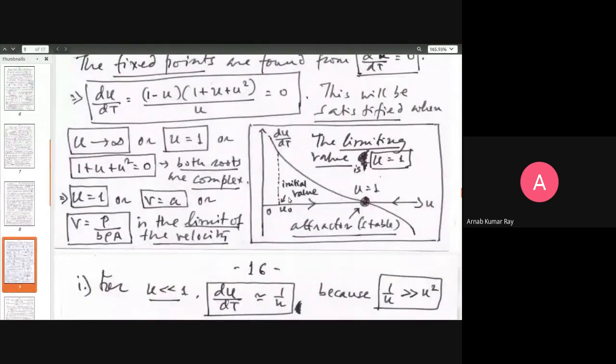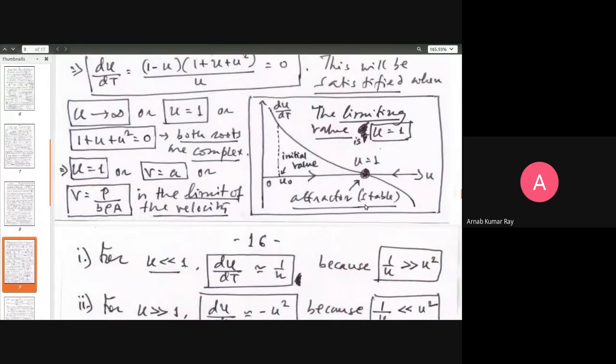Now this function is above the horizontal line, therefore a rightward arrow is to be assigned. Then at u equal to 1, this function intersects the horizontal line, and then it falls below the horizontal line, and there's a leftward arrow over here, which means that this is a stable attractor. So you have to blacken it with the arrows pointing towards it. So u equal to 1 is a stable attractor.